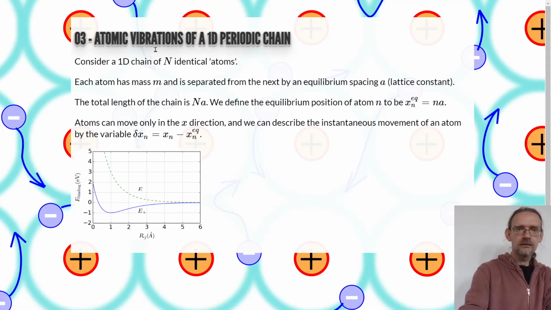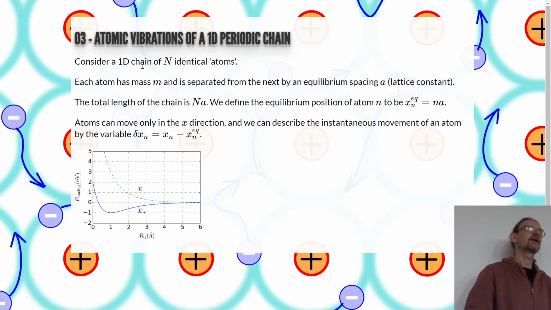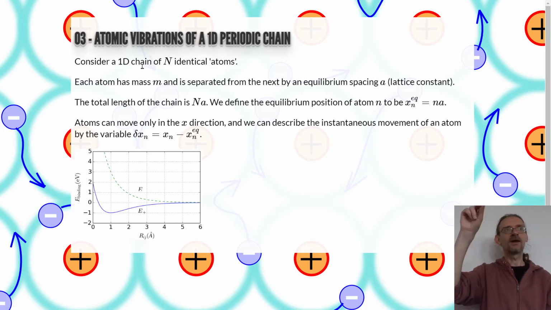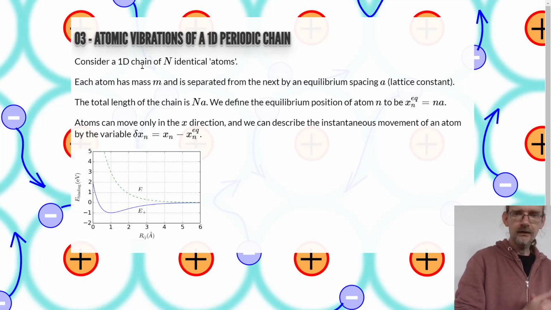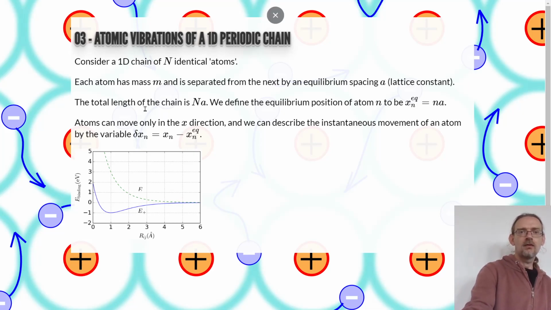So let's go back to our model. I've got a 1D chain of n identical atoms. So literally we've got an atom, we go along a distance a in the x-axis, and we've got another atom. We go along a distance a, we've got another atom. Go along distance a, yeah, there's a, and it's going to be crystalline in the end. What we're going to do is set up the same model as we had before. We're going to have n atoms in our chain.